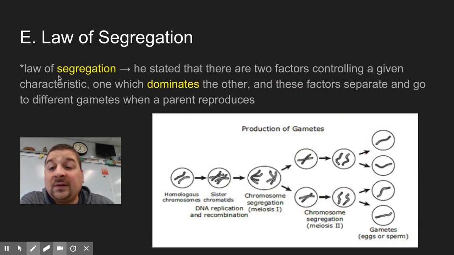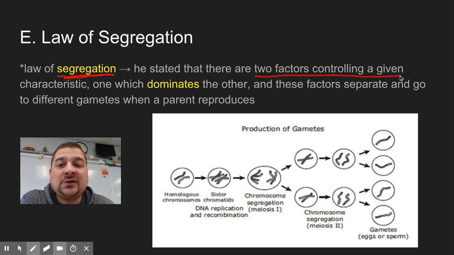This led him to one of his first principles, the law of segregation. Now when we think of segregation, that was a really bad thing in the South in early U.S. history. So segregation means to separate or keep separated. Separation in this case, when we talk about genetics, he stated that there were 2 factors controlling a given trait, one which dominates the other. So we talk about dominant versus recessive. So the purple trait must have been dominant to the white trait.